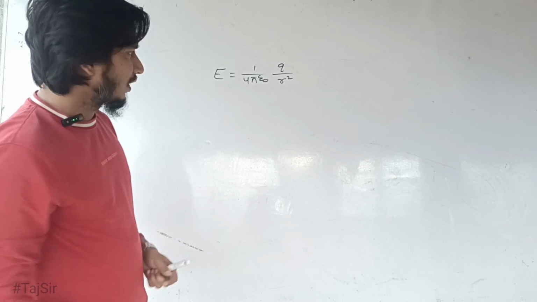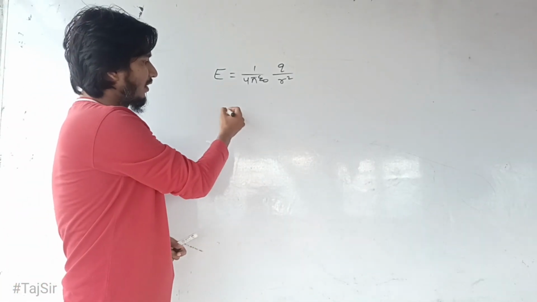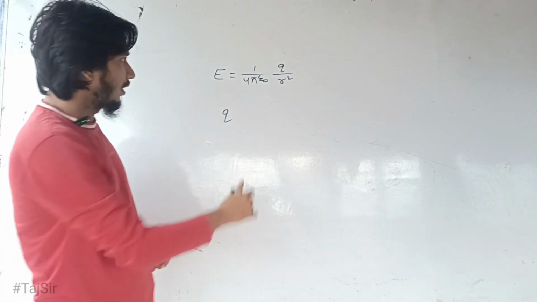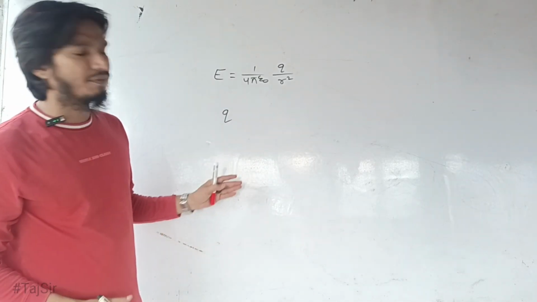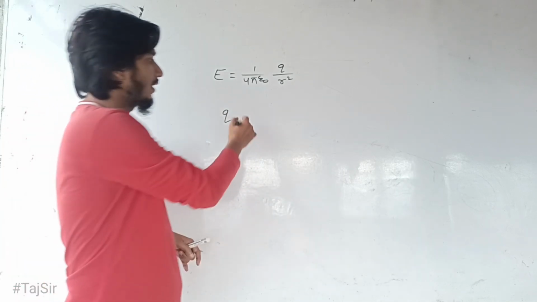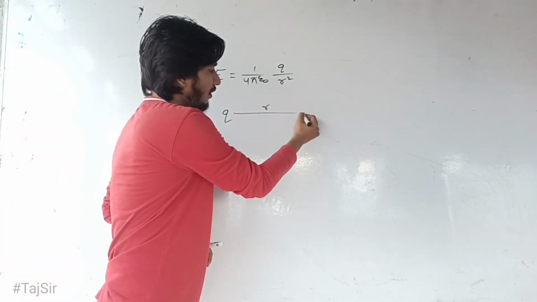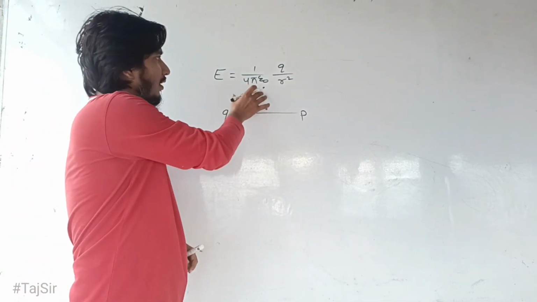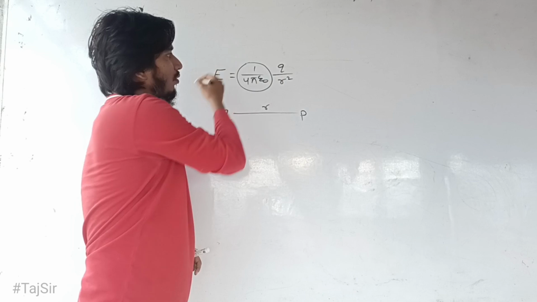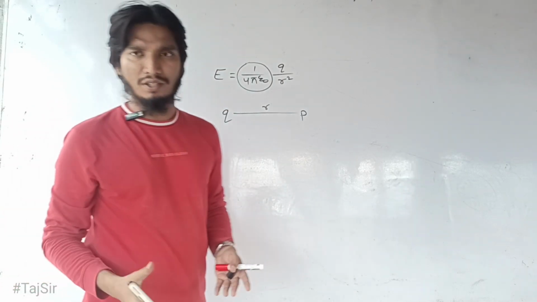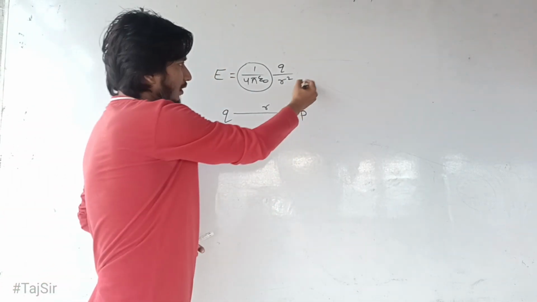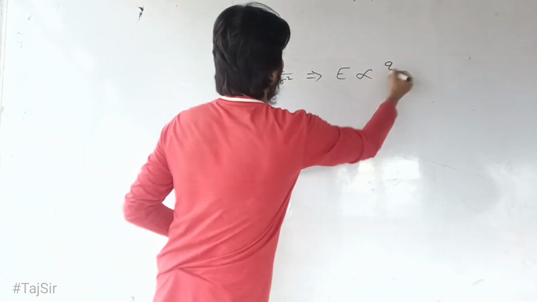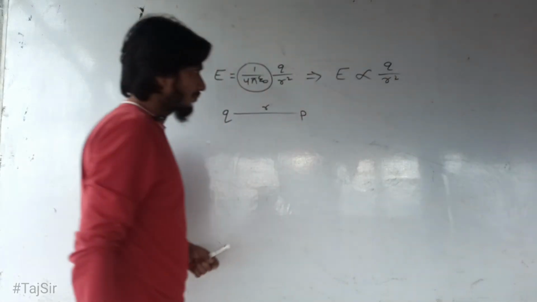And we know that this electric field is being created by a charge Q, and we are calculating the electric field due to this charge at a distance R, say at a point P. So here this term 1 upon 4 pi epsilon naught is a constant term, and this reduces to E proportional to Q by R square.